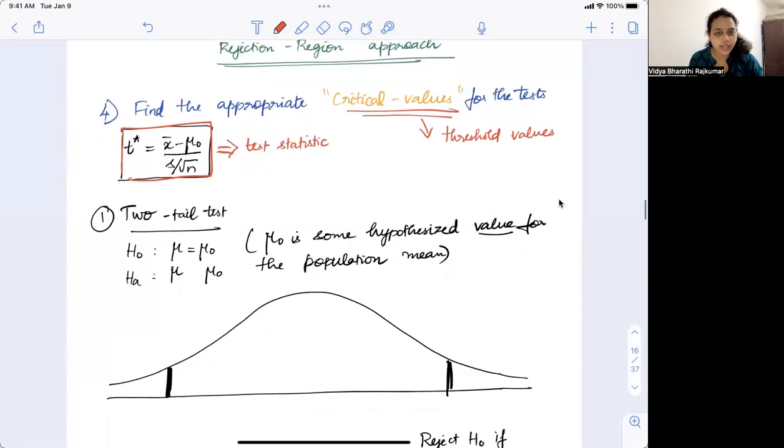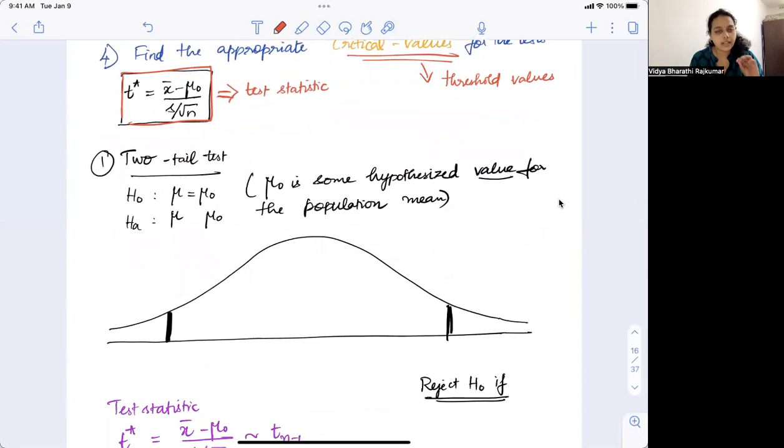Let's start off with the two-tailed hypothesis test, where the null is that mu is equal to mu naught, some hypothesized value for the population mean. The alternative is that I'm saying mu is not equal to mu naught. So if this is my x bar and if mu naught is right here, maybe I'm saying that my population mean is greater than this value or lesser than this value. And it could go either direction, and therefore we'll be calling this a two-tailed test.